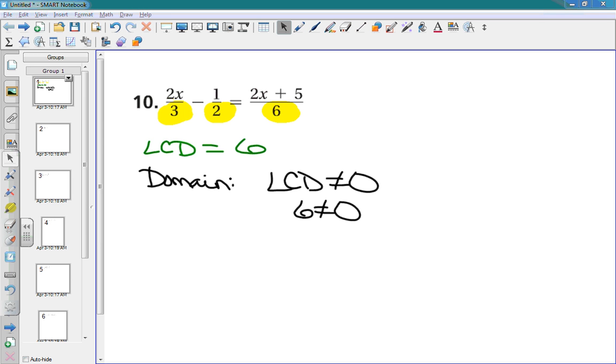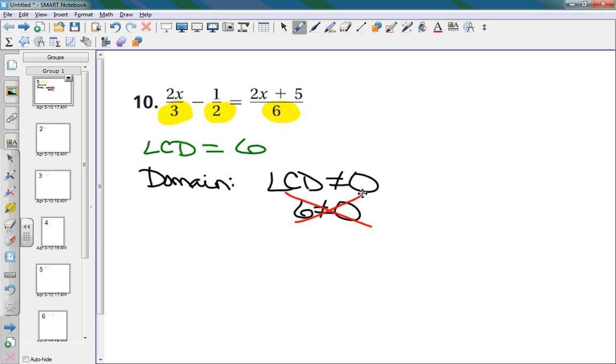Okay. So now, every time we find our LCD, we go straight to domain restrictions. Our domain restrictions are our LCD not equal to 0. 6 never equals 0, ever, does it? Never. So do we have any restrictions going on here? Can X be anything it wants to be? Yes, X can be anything it wants to be.